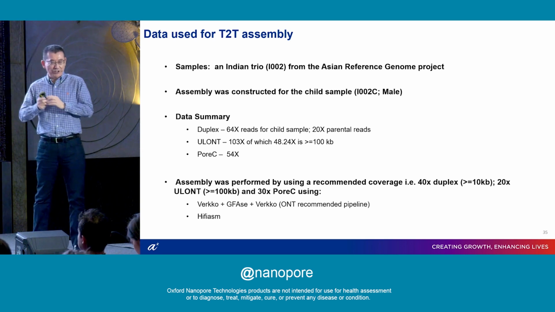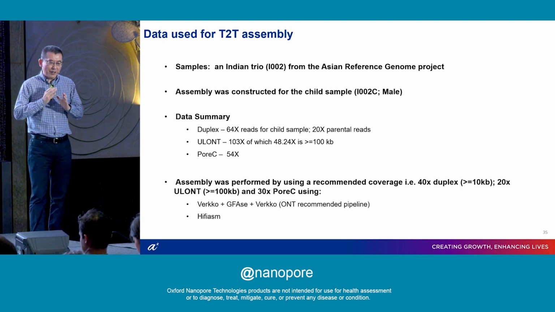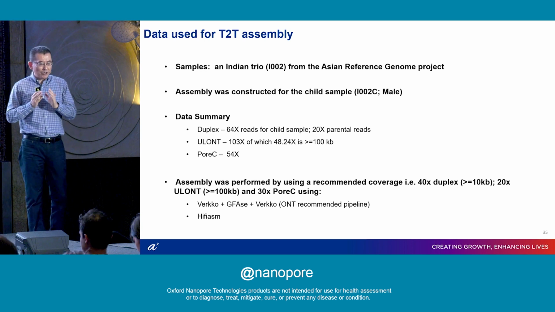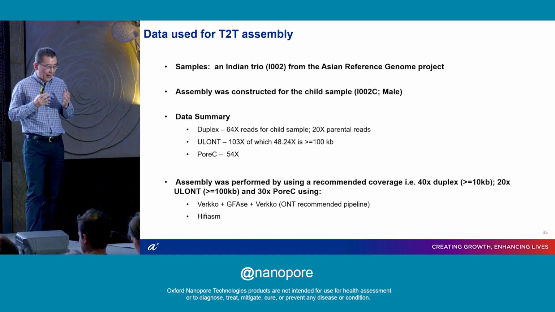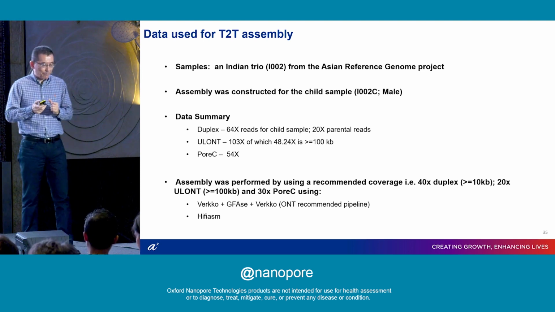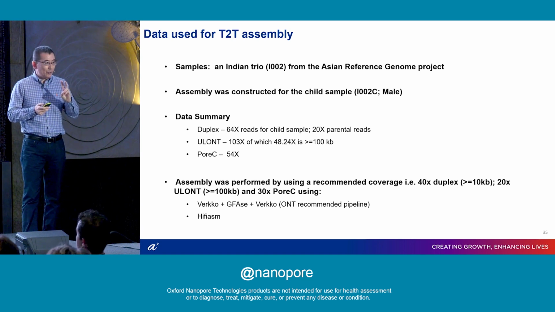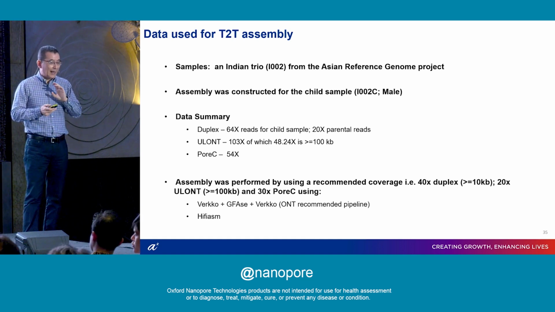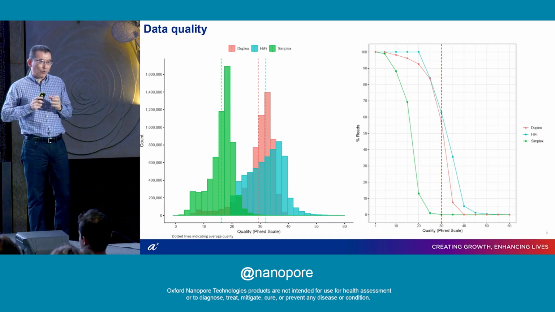We generated data of duplex, ultra-long, and Porec. This is a summary of how much data, but we are not using the full data sets. We are using a medium range coverage, about 40x duplex, 20x ultra-long and 30x Porec, to do the initial evaluation of T2T assembly. We explored two assemblers, one is Verkko, one is Hifiasm. Here is basically the data quality information.